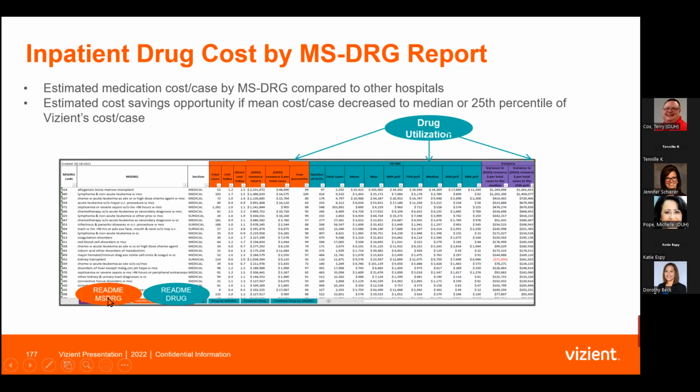So, and then what they do here, as you can see, it's by MSDRG. That purple column right there, that's your variance to the 25th percentile and to the median. So actually the default of that is sorted by the variance to the 25th percentile. So you can see at the very top, your MSDRG that has opportunity that you can look at.